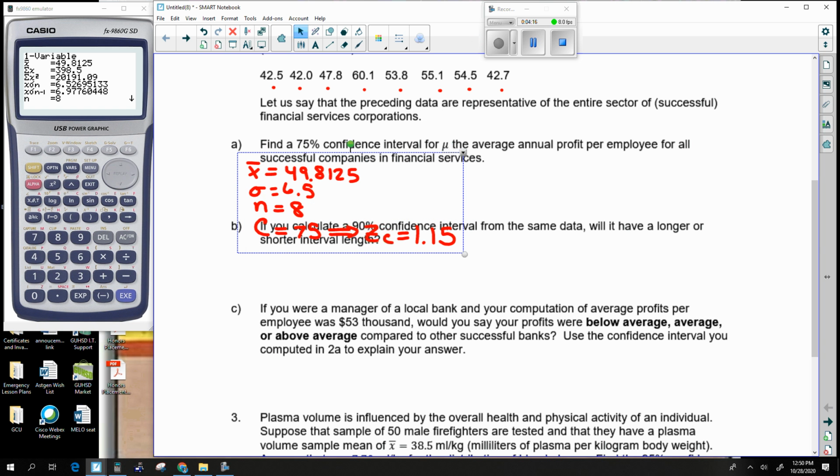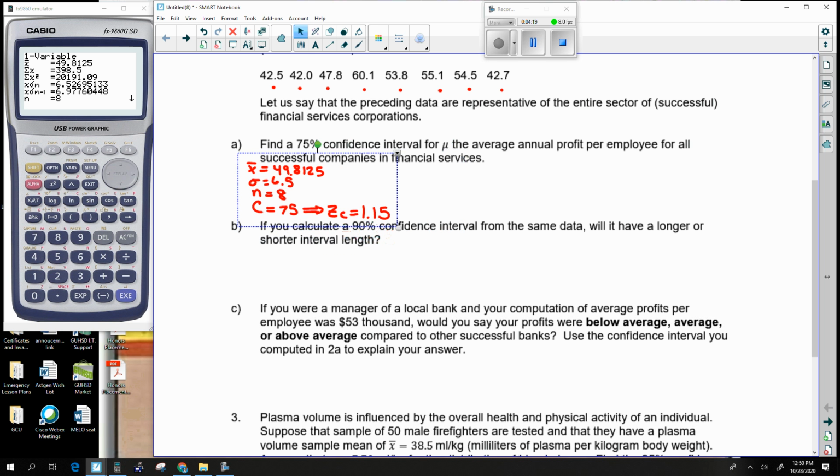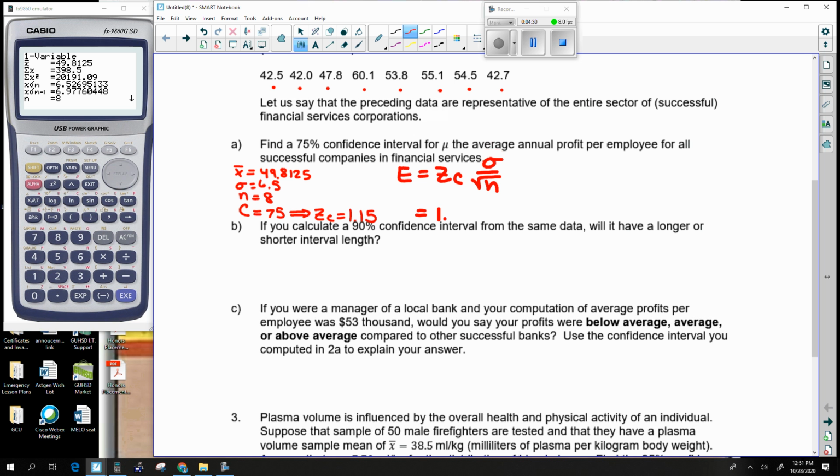Okay. Off and running. Now we can go ahead and find that E, the margin of error. E is equal to ZC sigma divided by the root of n. So this is going to be 1.15 times sigma divided by the root of n. So that is 2.6428.